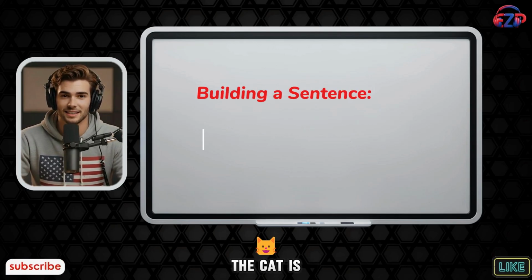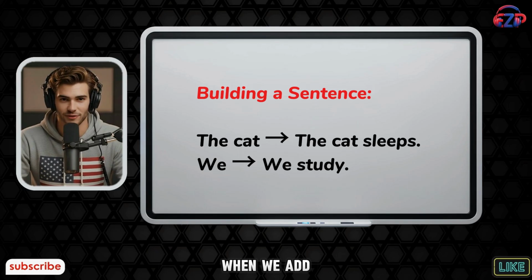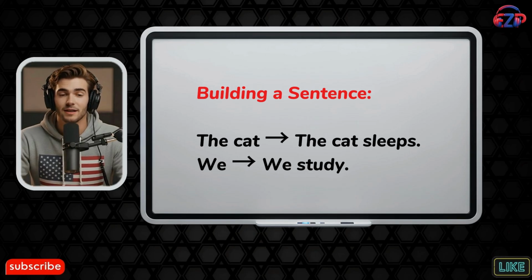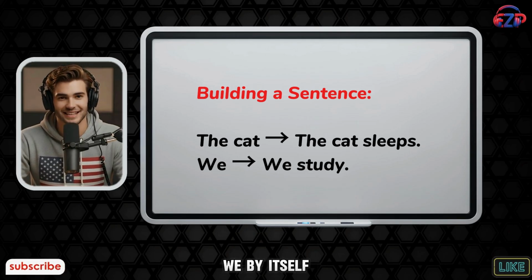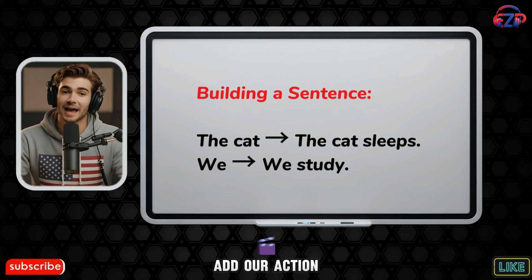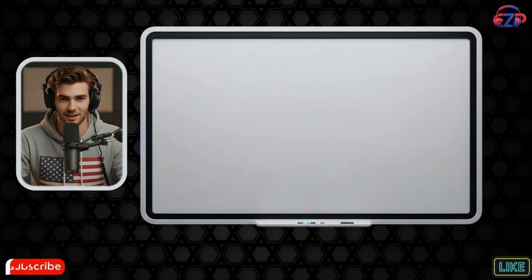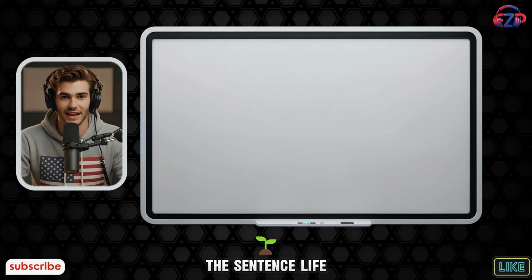The cat is a label. But when we add a verb like sleeps, it becomes a complete idea. The cat sleeps. Let's take our other subject, we. By itself, it means nothing, but when we add our action, study, we have a sentence, we study. The verb gives the sentence life.